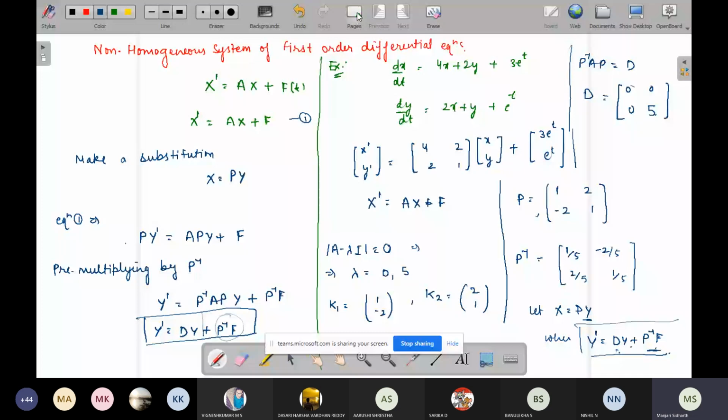When you are substituting, you will get two first order differential equations. I'm getting one poll, just hold for a second.